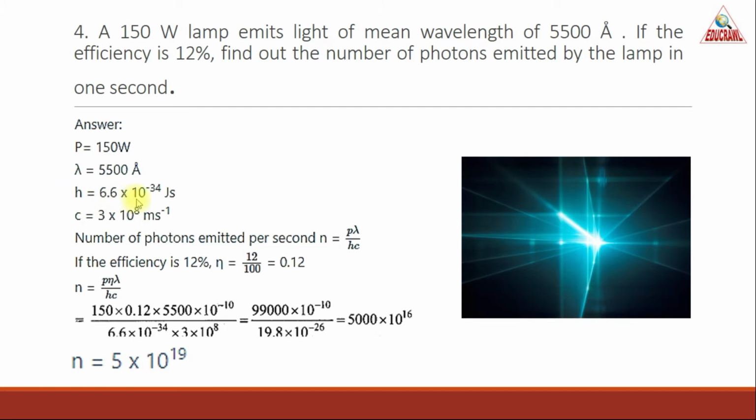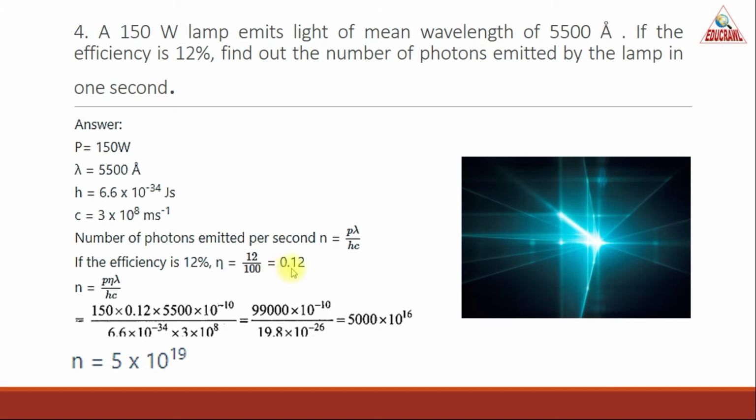Planck's constant value we know as 6.6 into 10 power minus 34 joule second. The velocity of light capital C is equal to 3 into 10 power 8 meter per second. We are supposed to find the number of photons emitted. The number of photons emitted per second is given by n is equal to p lambda divided by hc. Here the efficiency is given as 12%.